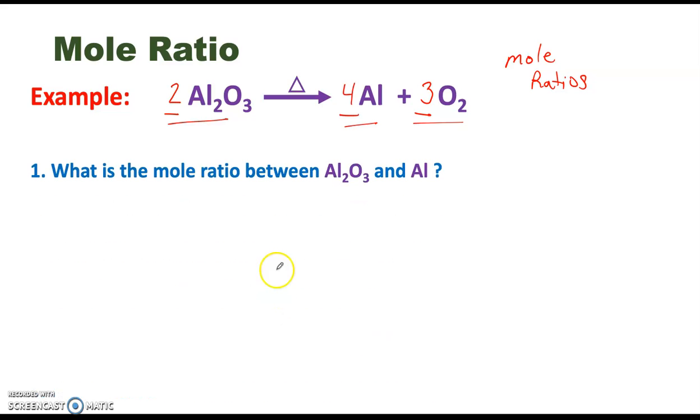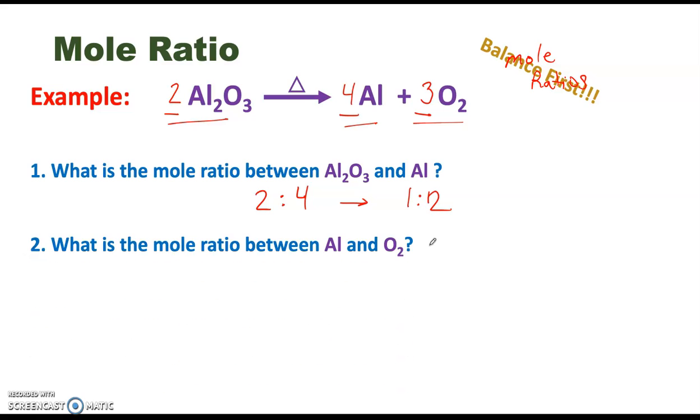So you'll see questions like this. What is the mole ratio between aluminum oxide and aluminum? We've got aluminum oxide. There's 2 of these. And there's 4 aluminum. So it's a 2 to 4 ratio, which could be simplified if you would like to a 1 to 2 ratio. Sorry, that 2 got messy there. So balance first, we already did that.